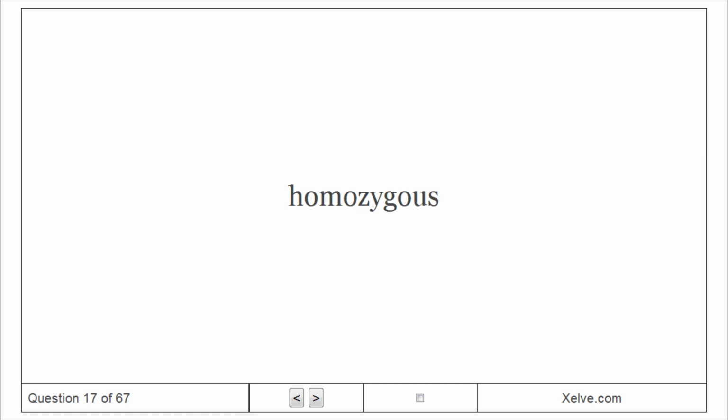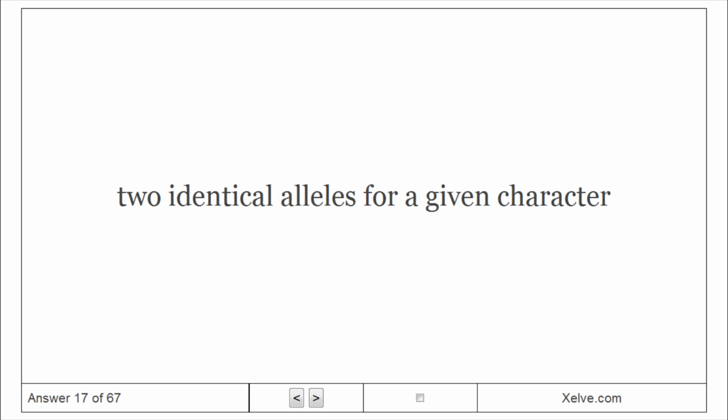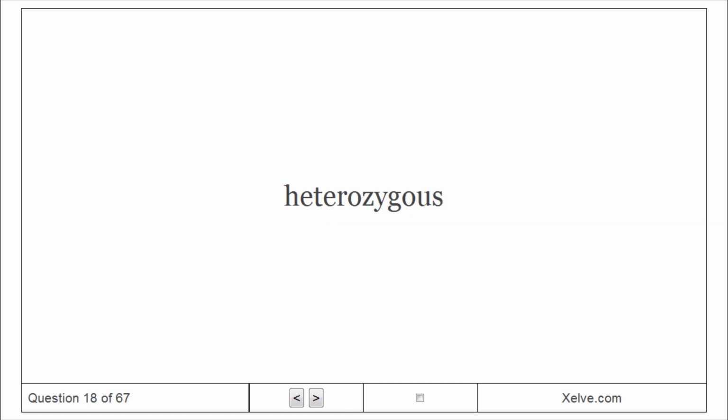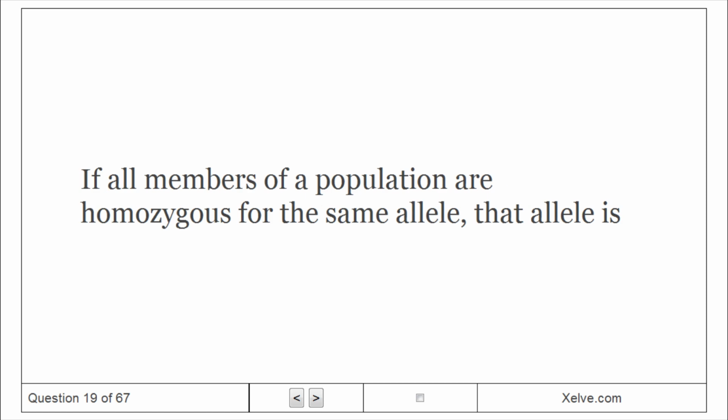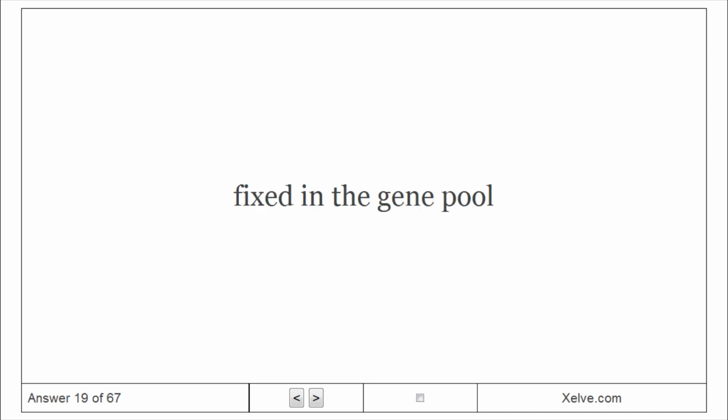Homozygous: two identical alleles for a given character. Heterozygous: two different alleles for a given character. If all members of a population are homozygous for the same allele, that allele is fixed in the gene pool.